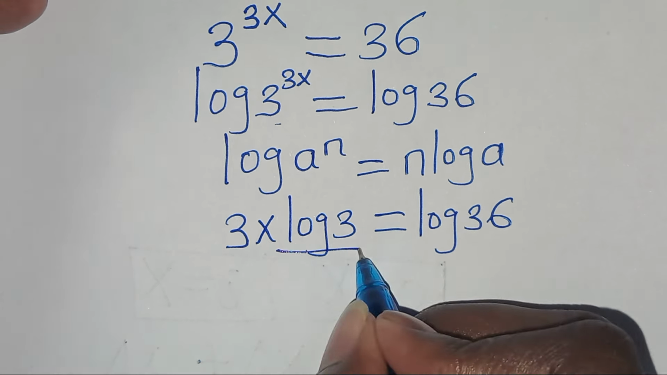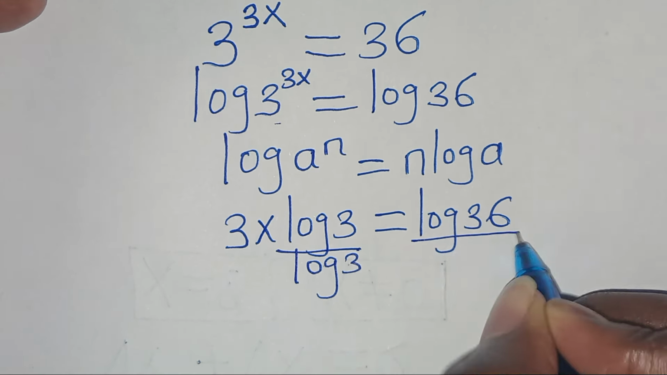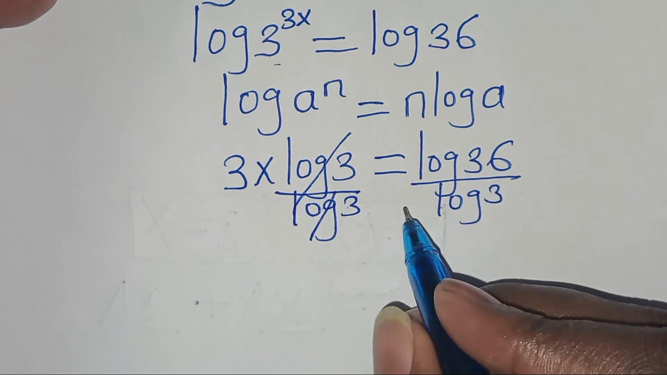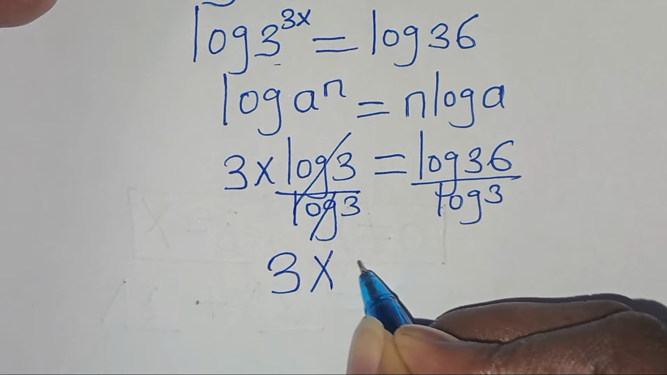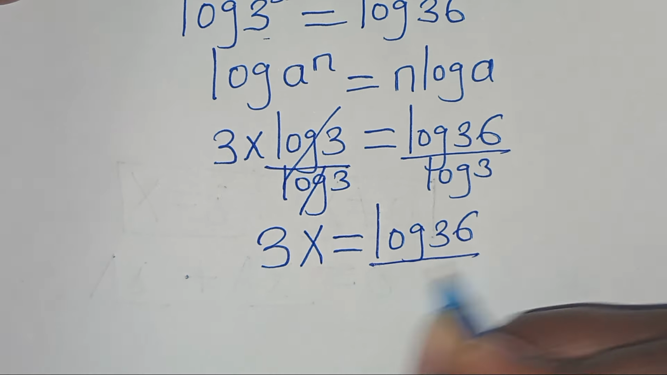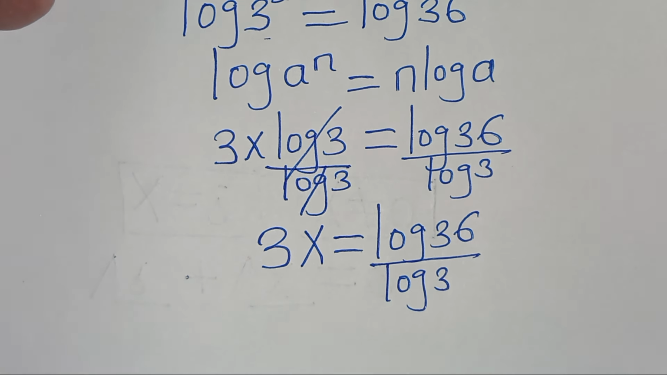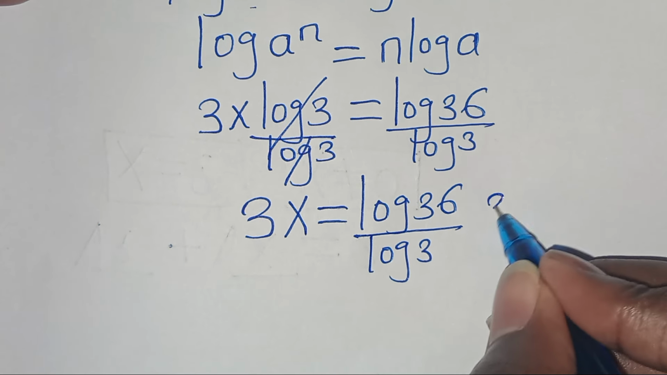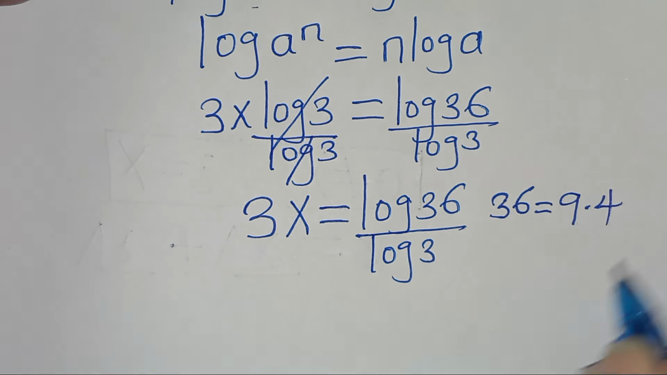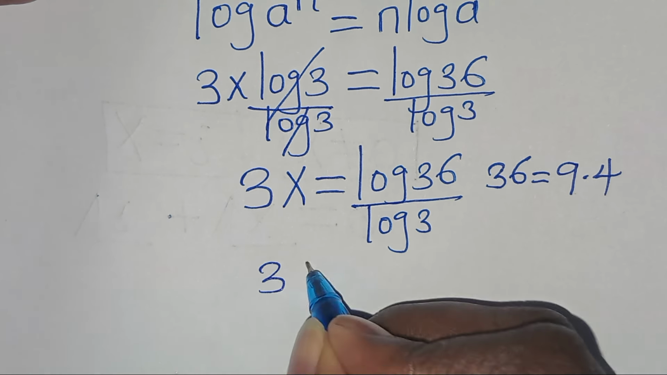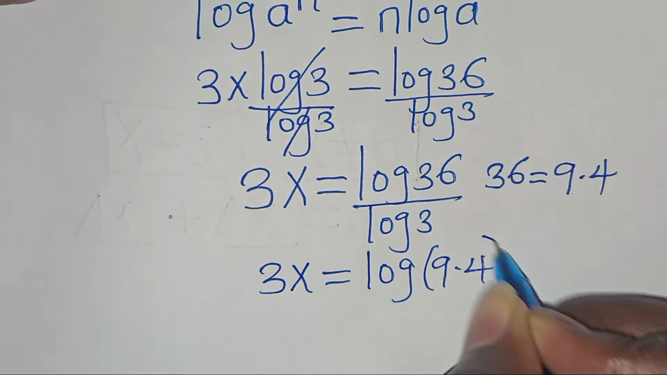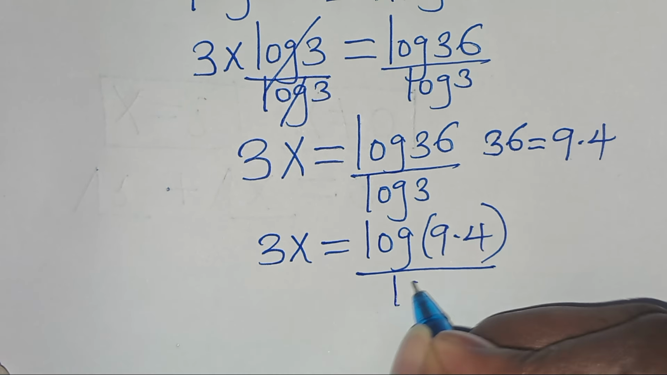Now, let's divide both sides by log 3 such that we simplify here. Log 3 and log 3 simplify, and therefore we have 3x equal to log 36 divided by log 3. Now, the next step is that we can express 36 as the same thing as 9 multiplied by 4. Therefore, we have 3x equal to log of 9 multiplied by 4, divided by log 3.